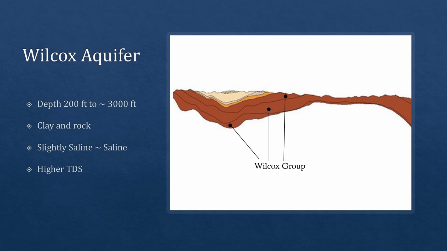The Wilcox Aquifer is a deeper groundwater resource underlying the base of the Carrizo Aquifer with depths ranging from 200 to approximately 3,000 feet. Primarily composed of clay and rock, the Wilcox Aquifer is divided into confining layers referred to as the Middle and Lower Wilcox, each with different geologic compositions. The water chemistry is considered slightly saline to saline with higher TDS levels. The presence of clay and rock affects both the permeability and water quality of the Wilcox Aquifer, making it distinct in its characteristics. With an understanding of the geological characteristics of the Wilcox Aquifer and its composition, we can now explore how the various layers of the aquifer influence the application of the Carrizo saturated sands thickness model.